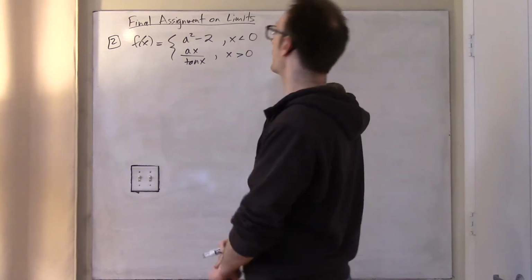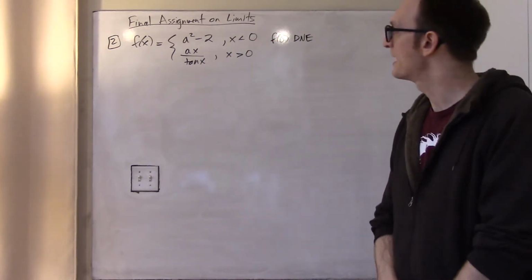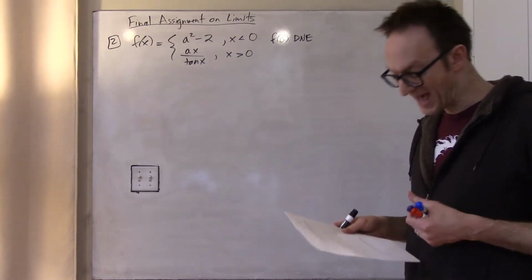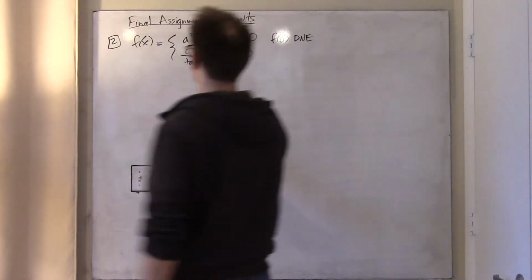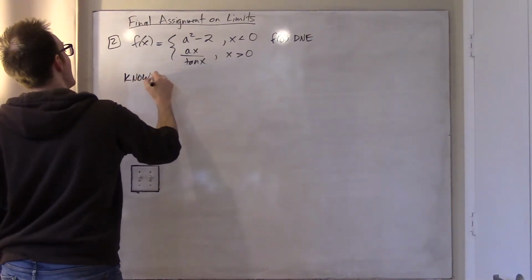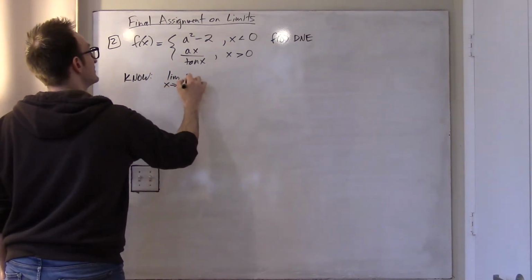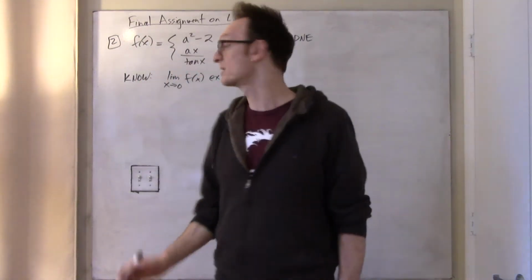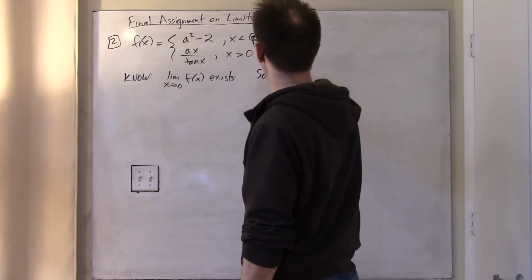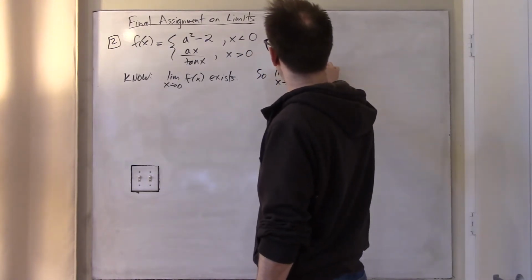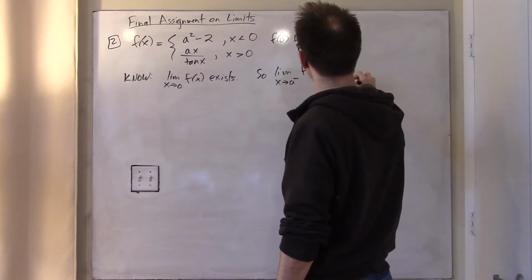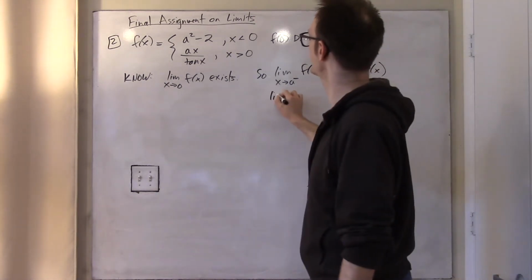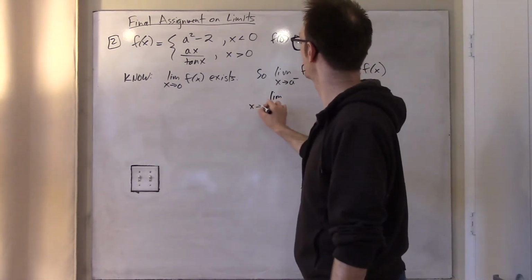And okay, good. Well, what does the problem say? The problem says pick a so that the limit exists. So if I know that the limit as x approaches 0 of this function exists, well, that must mean that the limit from the left equals the limit from the right. And okay, what is the limit as x approaches 0 from the left?